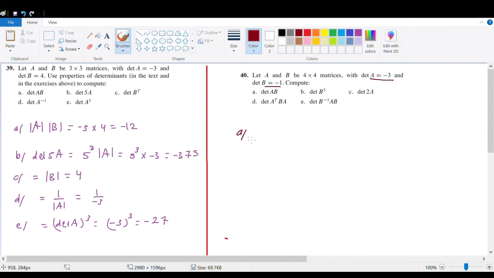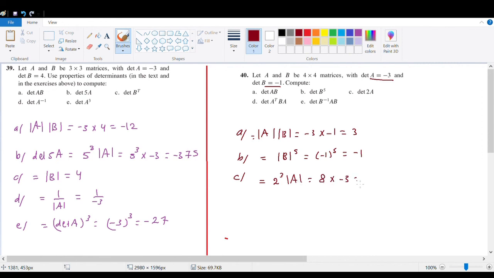So A, determinant of AB will be equal to determinant of A multiplied by determinant of B, which is minus 3 multiplied by minus 1, which is 3. For B, determinant of B to the power 5, so this will be equal to determinant of B all to the power 5, which is minus 1 to the power 5, which is minus 1. For C, determinant of 2A, this will be equal to 2 to the power 3 determinant of A, so it will be 8 multiplied by the determinant of A, which is minus 3, so this is minus 24.